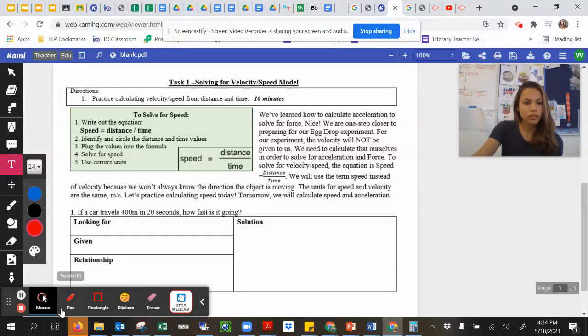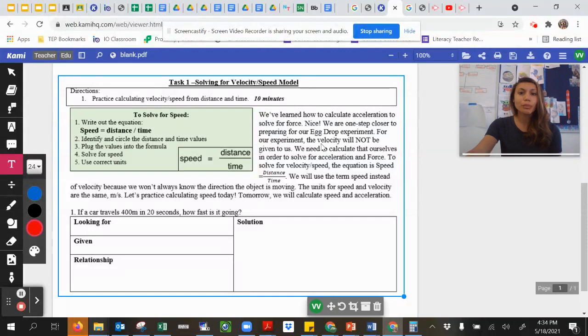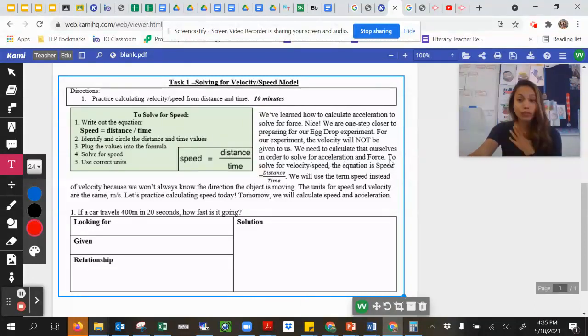All right. So, cool. Now we're going to practice solving for speed and velocity. We're more so going to solve for speed in this case because we don't necessarily always know the direction an object is moving. So let's read this. We've learned how to calculate acceleration to solve for force. Nice. We are one step closer to preparing for our egg drop experiment. For our experiment, the velocity will not be given to us, so we need to calculate that ourselves in order to solve for acceleration and force.